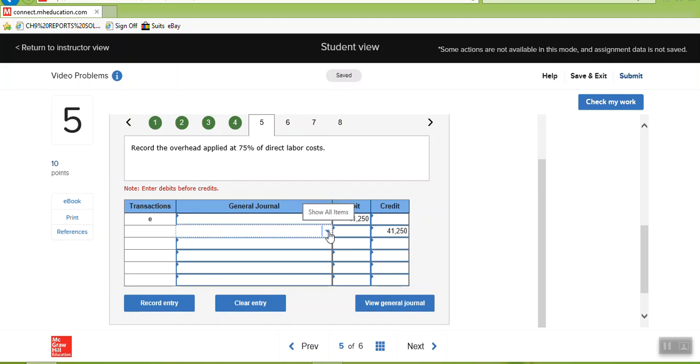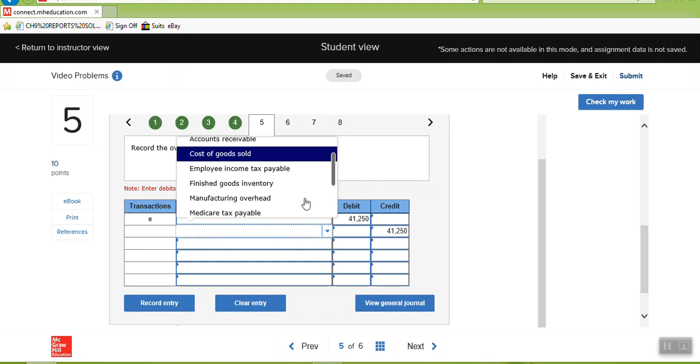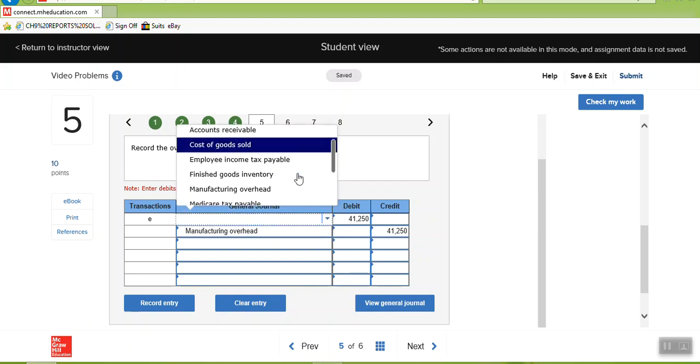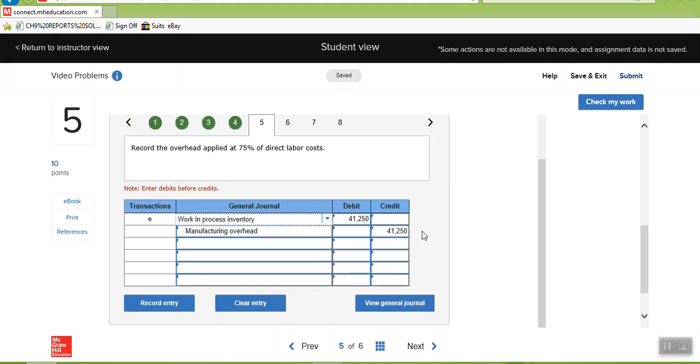And that's the amount of overhead we're applying. On these previous entries, we've put our indirect cost into the manufacturing overhead account by debiting it. So now we're actually applying that, taking it out of manufacturing overhead. So we're going to credit manufacturing overhead, and we're going to apply it. In other words, we're going to dump it into work in process inventory.